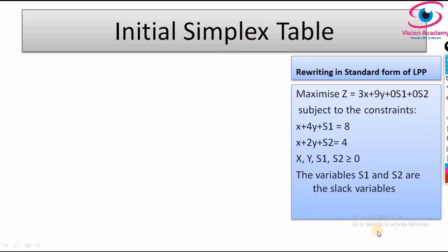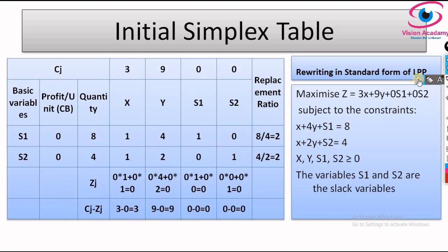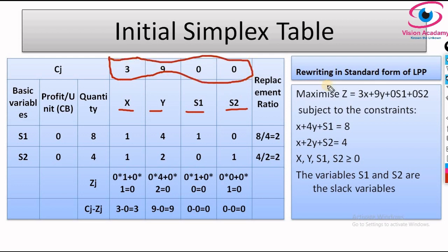Let us replace all the values in the initial simplex table. So on the right side you can see, I hope you know how to form this table. Here I have formed x, y, s1 and s2, and in this row I have inserted the cj values, which means the values in the objective function. So the x value in the objective function is 3, the y value is 9, the s1 value is 0, and the s2 value is also 0.